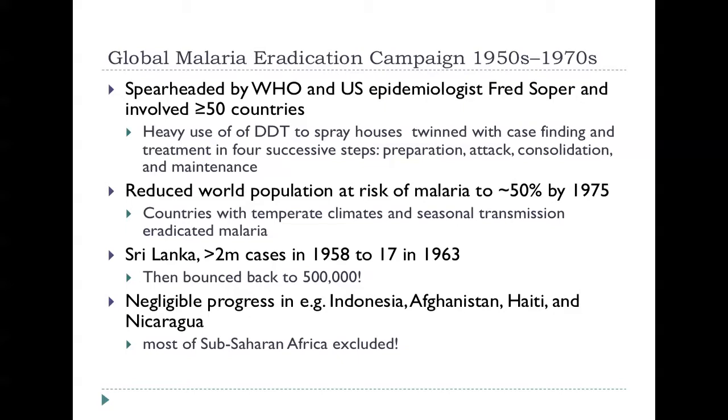And the key point about all this: although it was called the Global Malaria Eradication Campaign, actually there was negligible progress in many countries around the world: Indonesia, Afghanistan, Haiti, Nicaragua. And in fact, they just ignored most of Sub-Saharan Africa, as if to say that's too difficult a problem. So it's a bit like the US having the World Series, where they have the USA and Canada and call it the World Series. A global eradication campaign that ignores Sub-Saharan Africa isn't really much of a global eradication campaign.